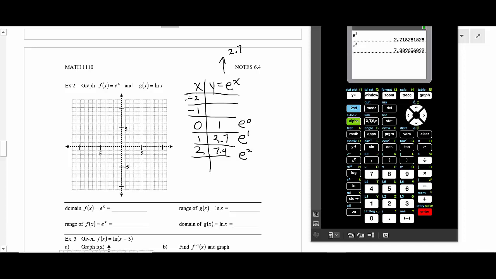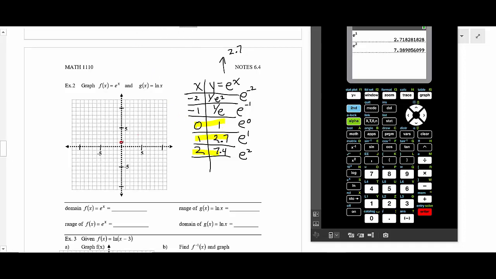Then we have e to the -1. Just write that as 1 over e. That's a number between 0 and 1. Then e to the -2 is 1 over e squared. That's good enough, because all that's going to say is you're approaching the x-axis like on the last problem. So let's plot these points and get this put together.